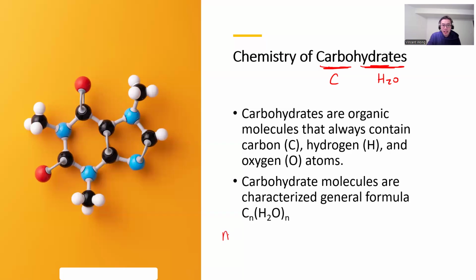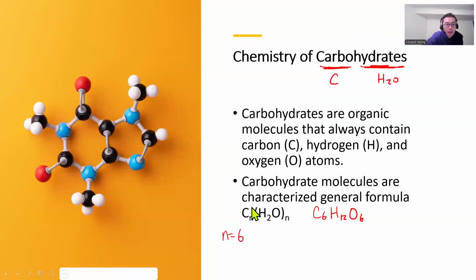So let's say n equals 6. Then it's going to be C6H12O6, because 6 times 2 is 12. So this is glucose. You can have other n numbers. You can have n equals 12, then it's C12H24O12. What's important is to understand the ratio between carbon and water is always 1 to 1.